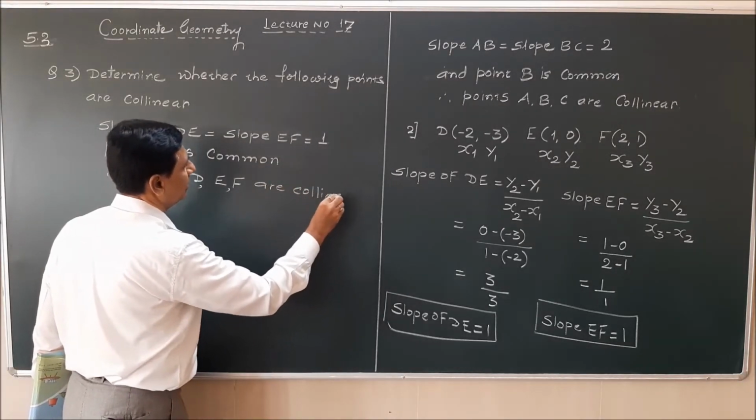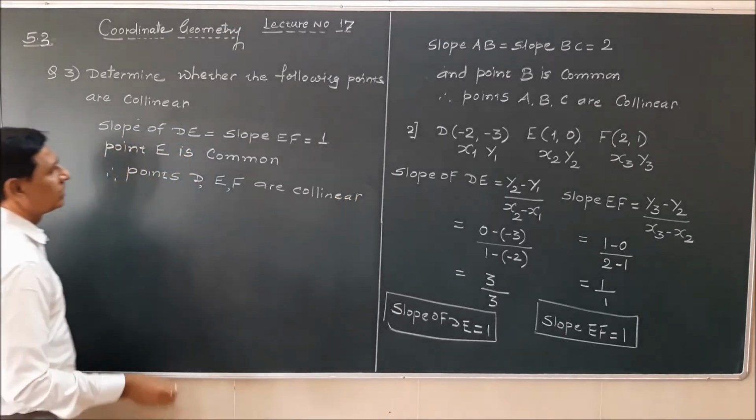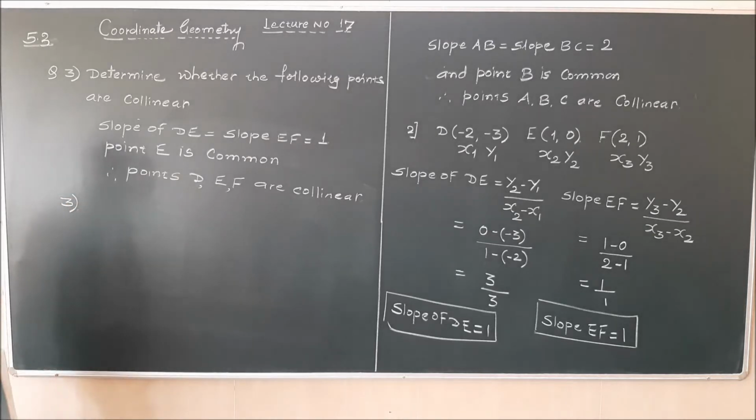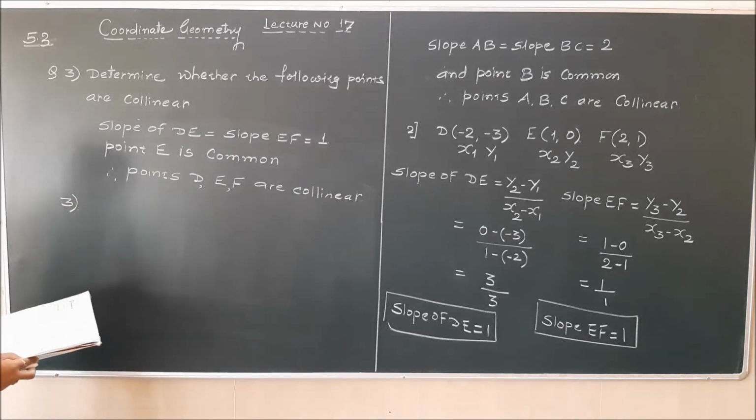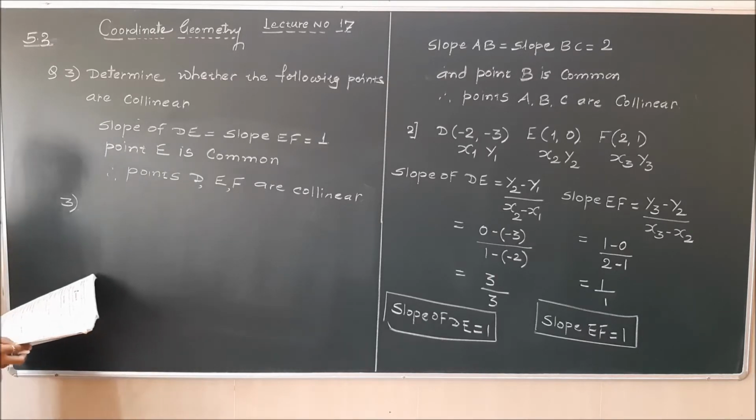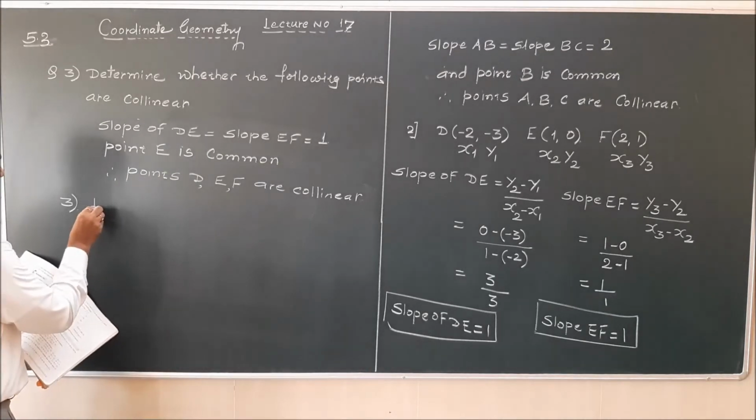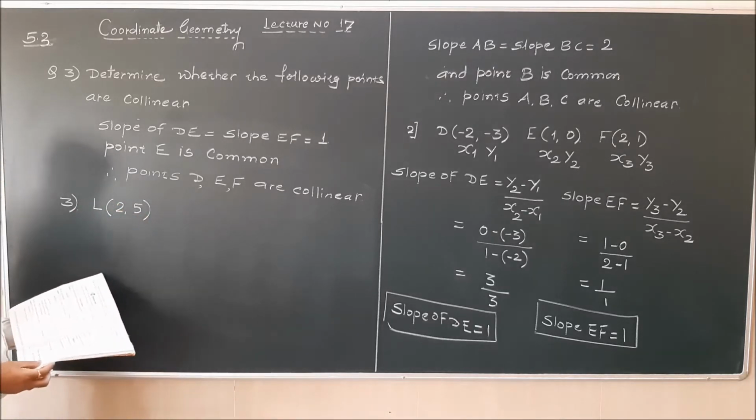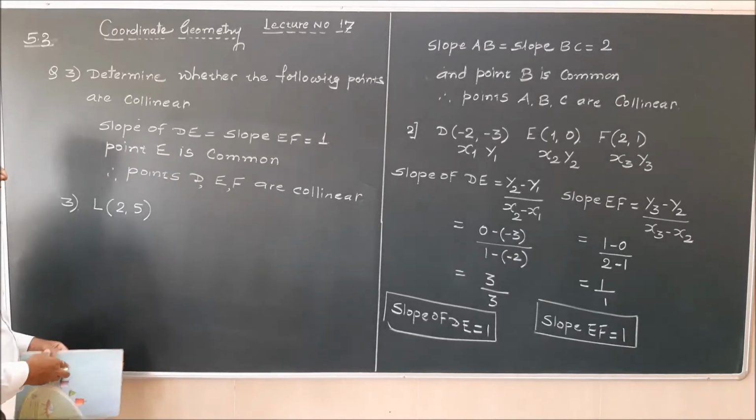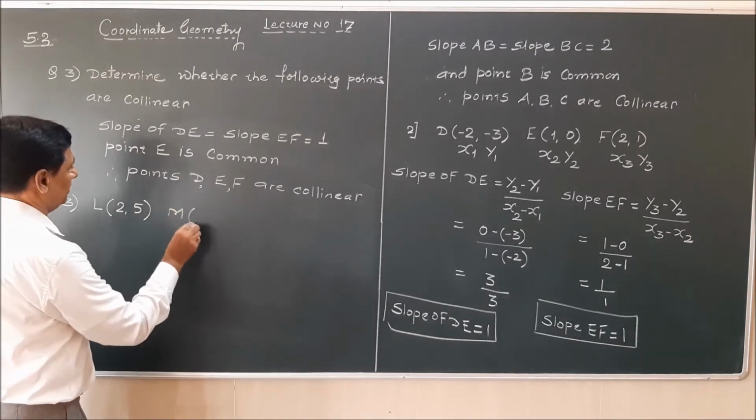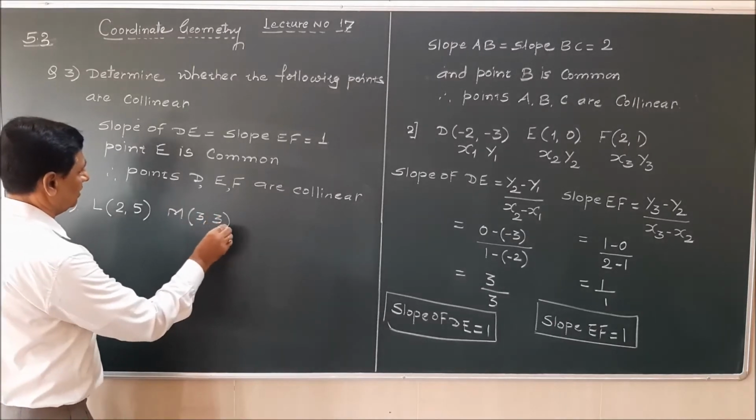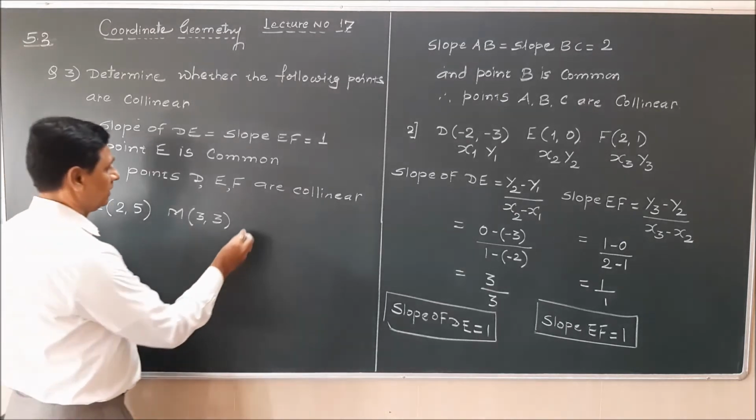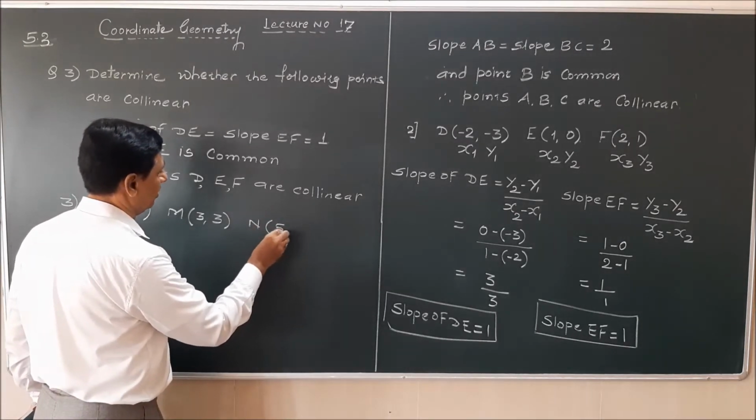Are collinear points. Third one, for the third one, points given are L(2, 5). Next to that is M(3, 3). Next to that is N(5, 1).